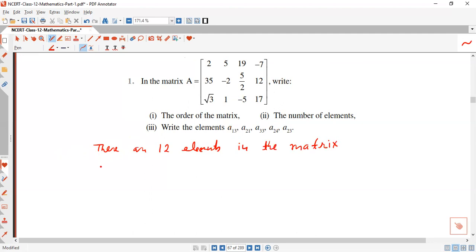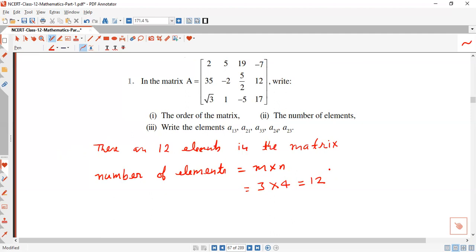But how can you find it directly? We will use this formula. Number of elements equal to m by n, where m is the number of rows and n is the number of columns. Here the number of rows is 3 and the number of columns is 4. So we say 12. So the number of elements is 12.